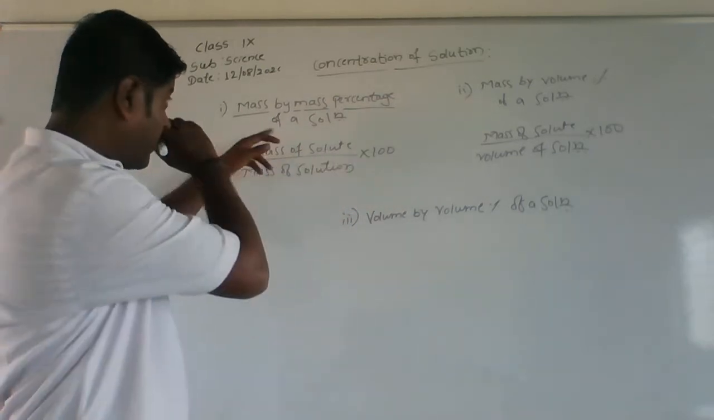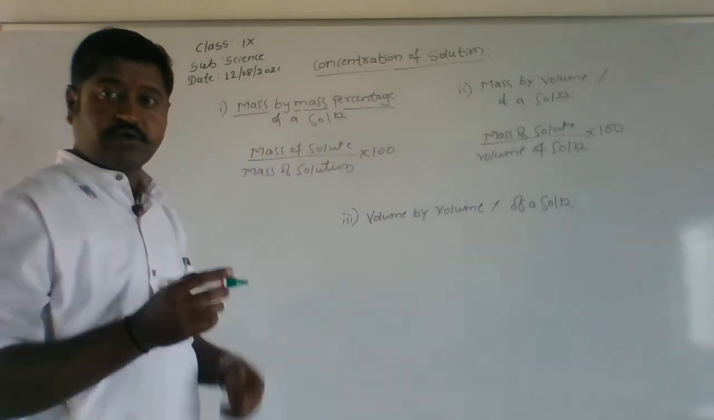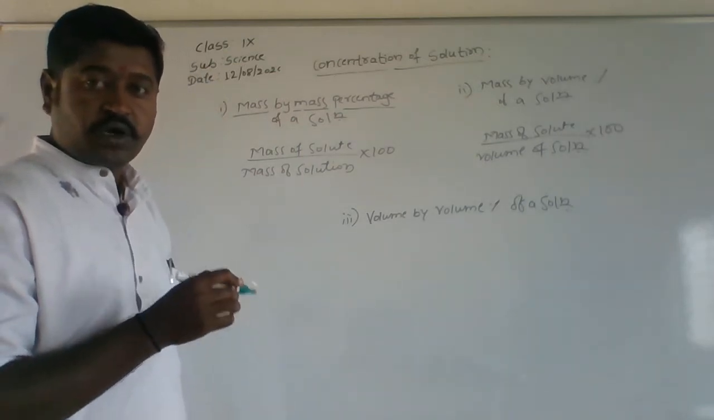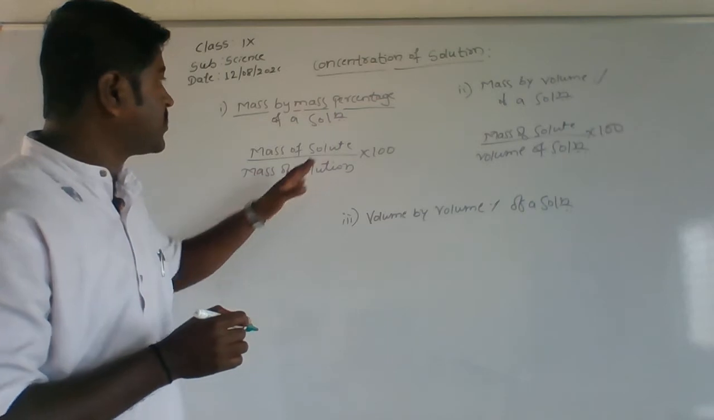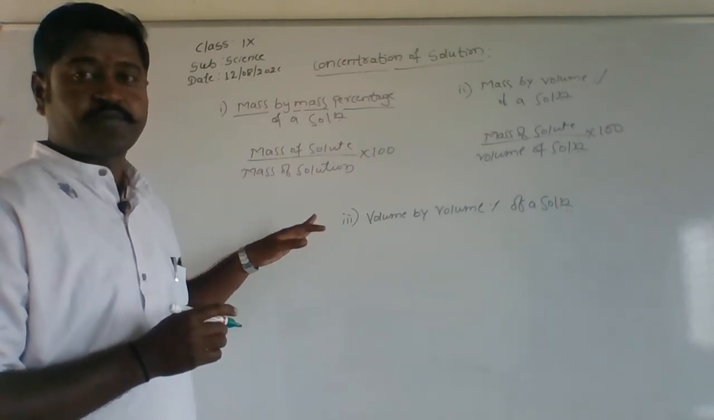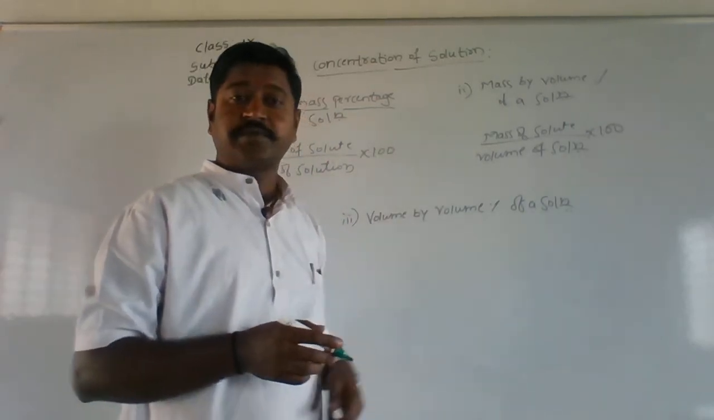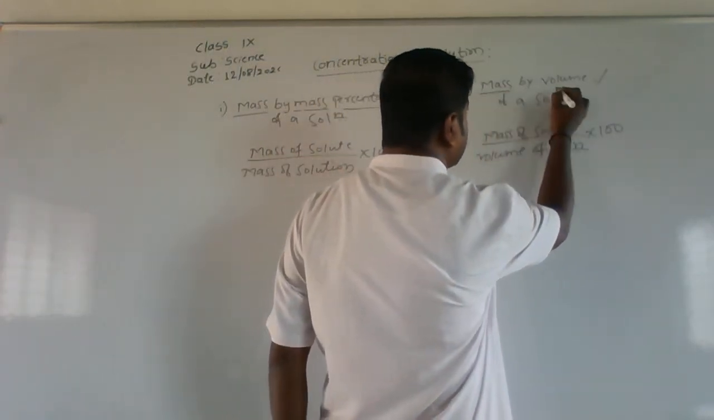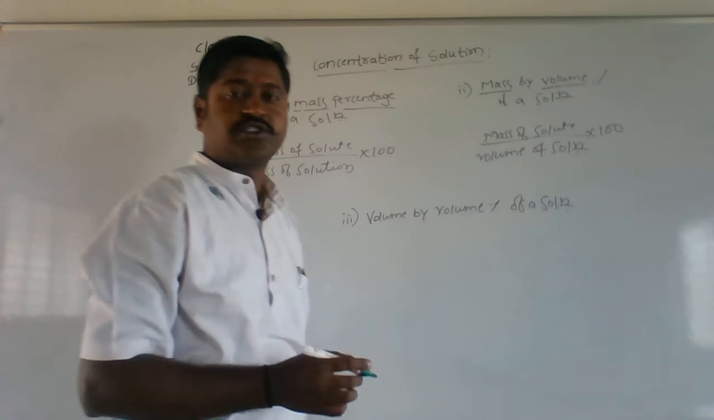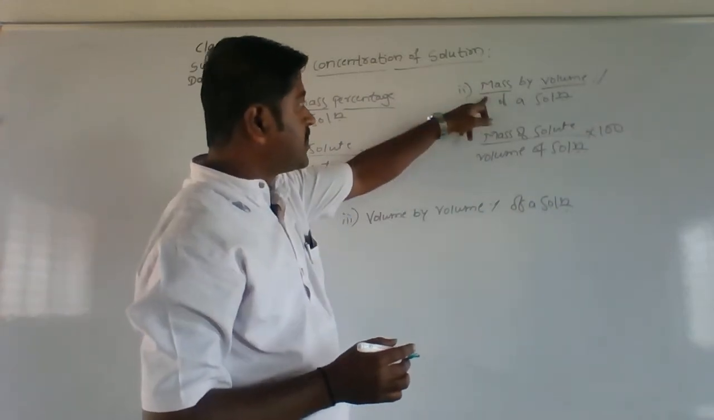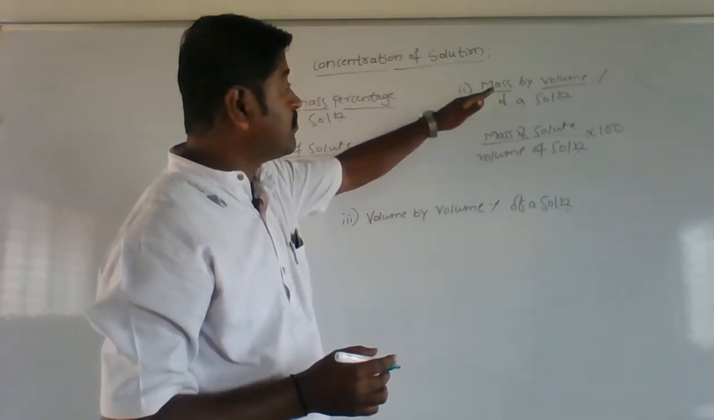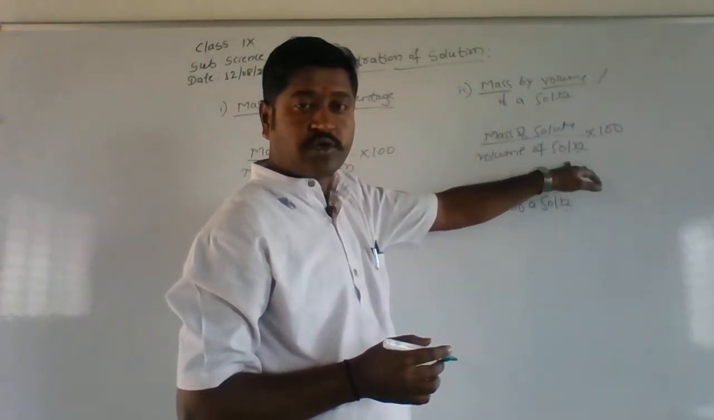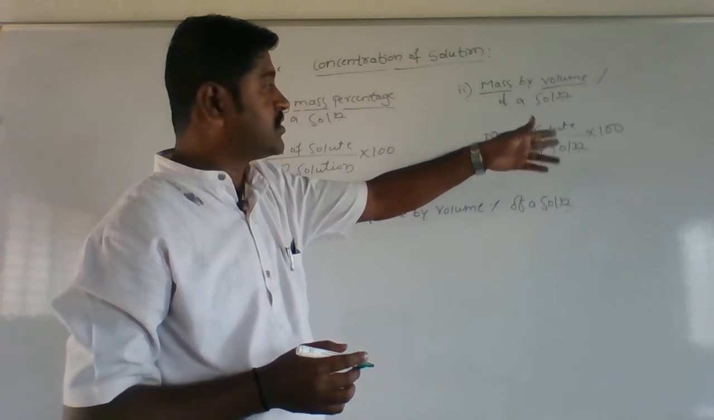Is this clear? Mass by mass percentage means it is mass of solute divided by mass of solution into 100. That gives you mass by mass percentage of a solution. Then the second method is mass by volume percent. So this mass refers to solute and this volume refers to solution. So mass by volume percentage means mass is of solute whereas this volume is of solution. So to find percentage, into 100.